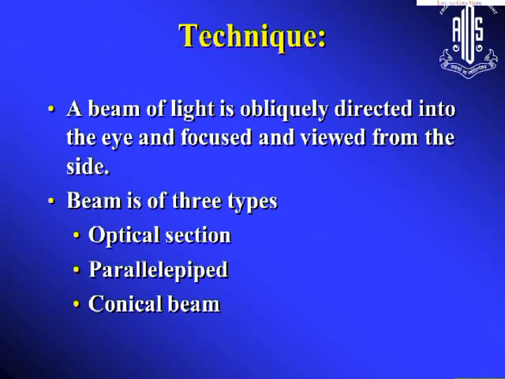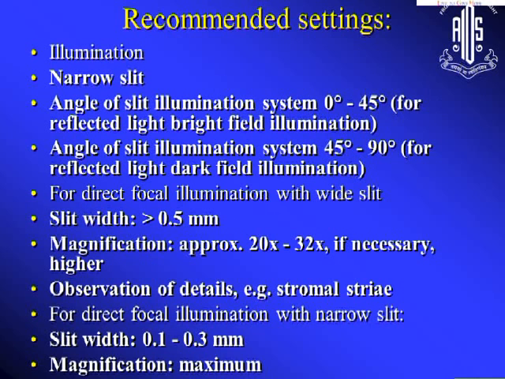The beam of light is obliquely directed into the eye and focused, and the beam is of three types: optical section, parallelepiped, or conical beam. The recommended settings are a narrow slit, with the angle of the slit examination and illumination system being 0 to 45 degrees for observation of detail. You can see the stromal stria.